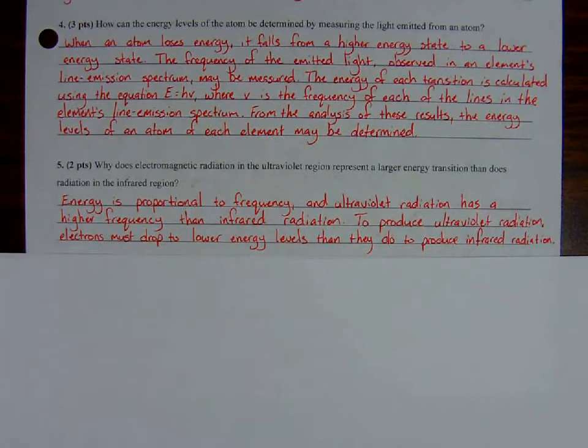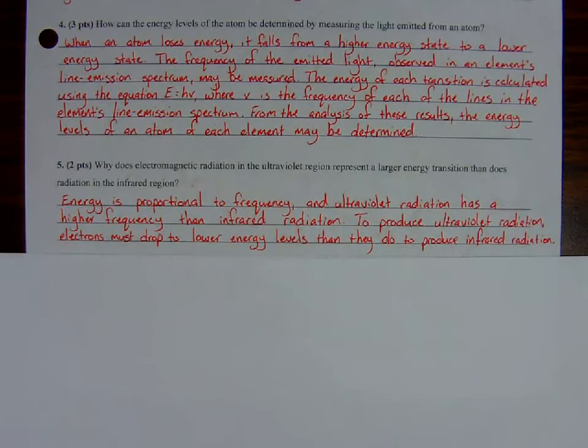So again, to number 5, why does electromagnetic radiation in the ultraviolet region represent a larger energy transition than does radiation in the infrared region? Well, remember, according to the equation E is equal to h nu, energy is proportional to frequency. And ultraviolet radiation has a larger frequency than infrared radiation. To produce ultraviolet radiation, electrons must drop to a lower energy level than they do to produce infrared radiation.